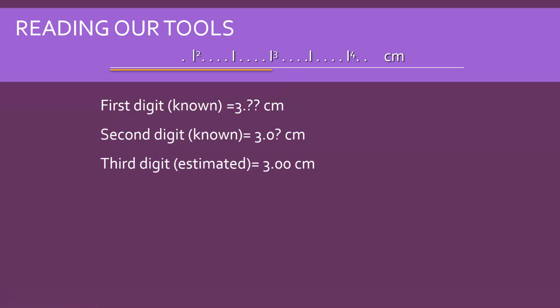Now my third digit is still going to be estimated. I think that is dead on the line, so I estimate that to be 3.00 centimeters. Maybe you estimated it slightly different, and that's okay.